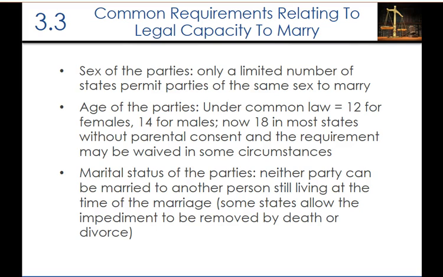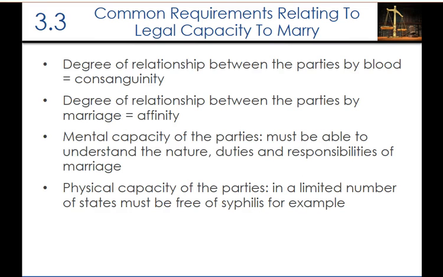Marital status of the parties: neither party can be married to another person still living at the time of the marriage. Some states allow the impediment to be removed by death or divorce. Degree of relationship between the parties by blood, also known as consanguinity. Degree of relationship between the parties by marriage, or affinity. Mental capacity of the parties: the parties must be able to understand the nature, duties, and responsibilities of marriage. Physical capacity of the parties: in a limited number of states, they must be free of syphilis, for example.